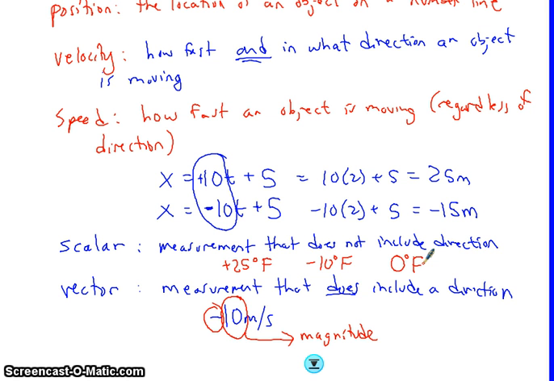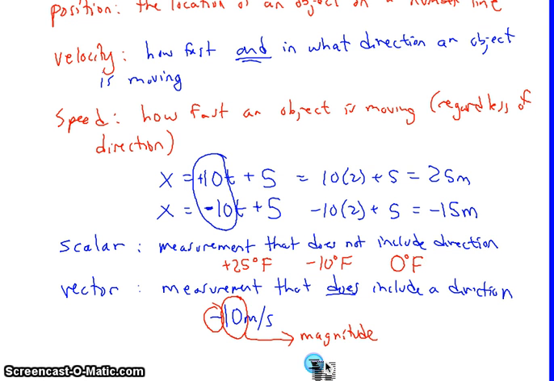No, it doesn't. In a scalar measurement, scalar literally means it's a scale. And 0 degrees Fahrenheit is just a point on the scale. 0 is warmer than negative 10, and 0 is cooler than positive 25. It's really just a scale. Things in the negative part of the scale are smaller than things on the positive part of the scale. But the positive and negative doesn't indicate direction. It just indicates where they are on the scale. In a vector measurement, the positive and the negative, they do indicate direction.